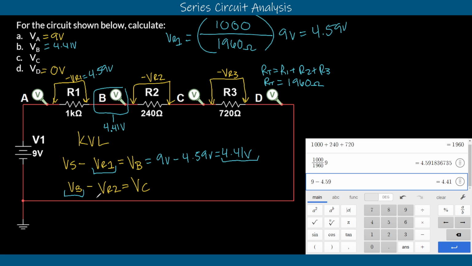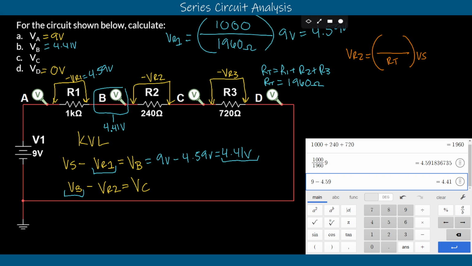Right, moving forward, we can say that we just need to figure out VR2 to subtract from that, and that's going to give us VC. Let's do that. We can use the same voltage divider equation. We can say that we know that VR2 is equal to want over have. We'll put R2 as what we want to know. Have is going to be RT. We'll multiply that whole thing by our voltage source. We know all of these values.